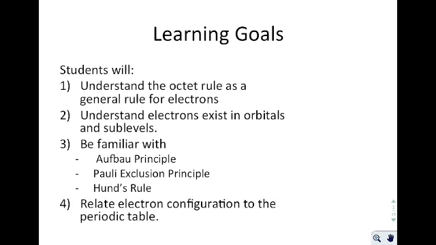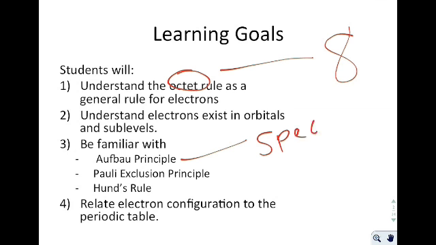So the learning goals for this presentation are that students understand the octet rule. Now you should have a general understanding that octet means 8, and that electrons exist in orbitals and sublevels, and you should be familiar with the Aufbau principle. This is actually going to be a little bit more specific version of the Aufbau principle than the previous one, the Pauli exclusion principle and Hund's rule, and you should be able to relate the electron configuration of a particular atom to the periodic table.